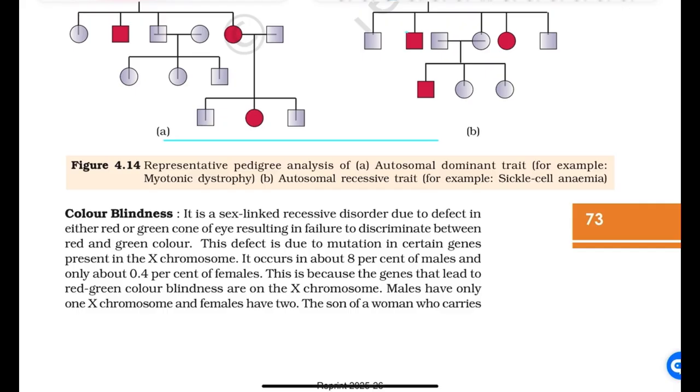Color blindness. It is a sex-linked recessive disorder due to defect in either red or green cone, resulting in failure to discriminate between red and green color. This defect is due to mutation in certain genes present in X chromosome. It occurs in about 8% of males and only about 0.4% of females. This is because the genes that lead to red-green color blindness are on the X chromosome. Males have only one X chromosome and females have two.